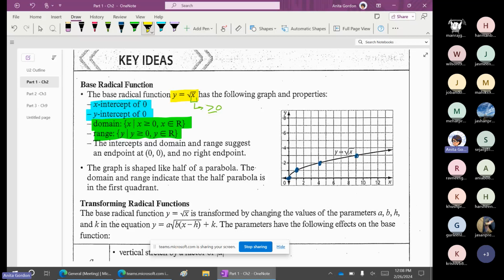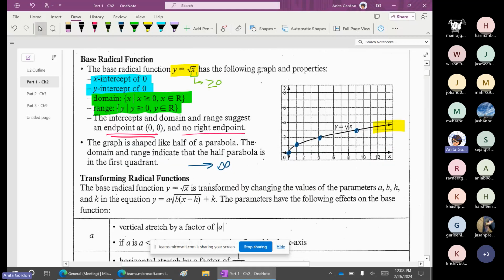I want you to also notice that there's an arrow at the end of this graph, meaning that it goes on and on and on forever into infinity. We can choose an infinite number of positive values of x to put into this graph, and it will give us a y value. So our end point at the beginning is at 0, 0, but there is no end point as it goes off into infinity.